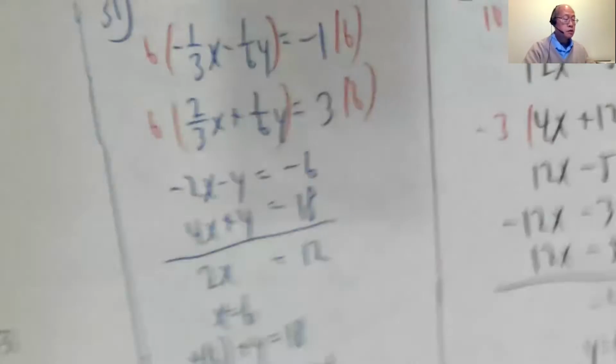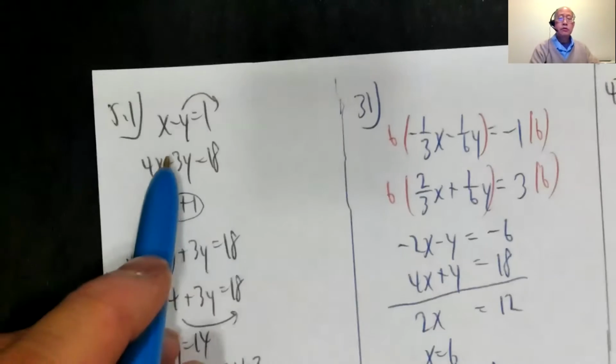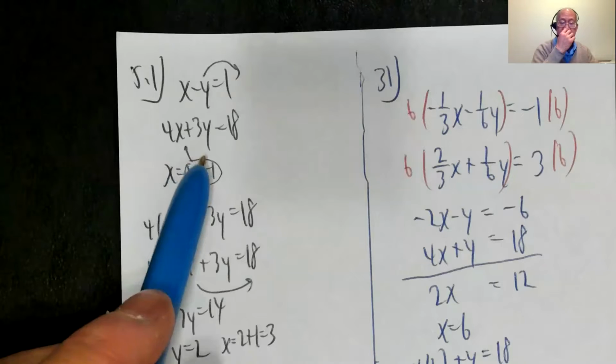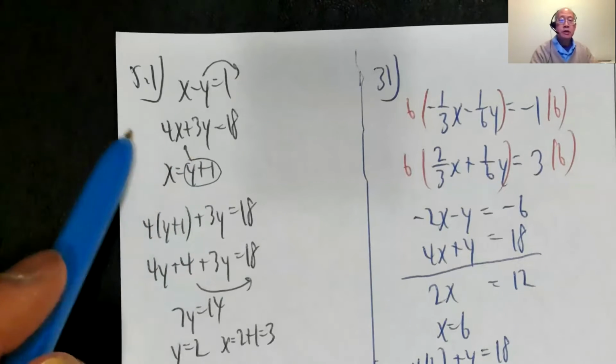Section 5.1. So, systems of equations. Two equations, two unknowns. x minus y equals 1, 4x plus 3y equals 18. This one you're asked to do by substitution.